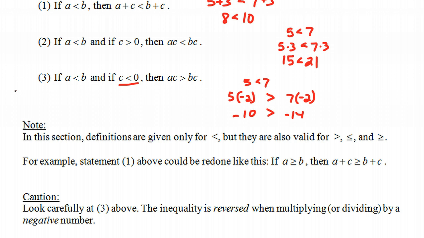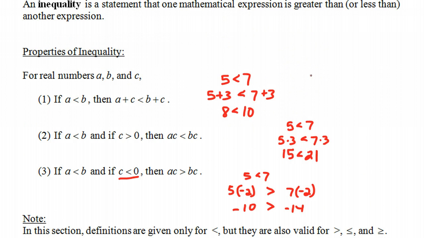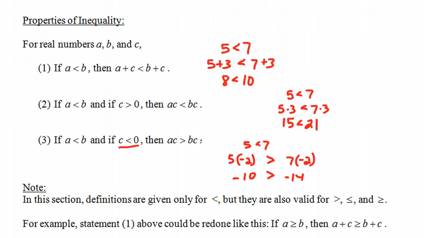Now, in this section, if you notice these three properties that I've listed above, I listed them using a less than here and a less than here, but they're also valid if we use greater than or less than or equal to or greater than or equal to. For example, statement 1 up here could be redone like this. If A is greater than or equal to B, then A plus C is greater than or equal to B plus C.